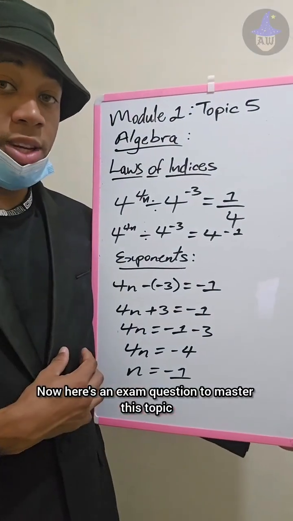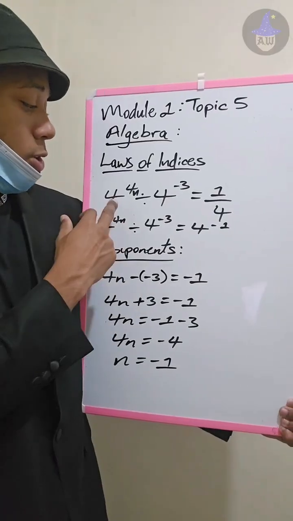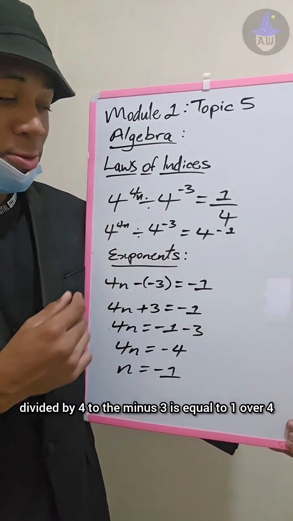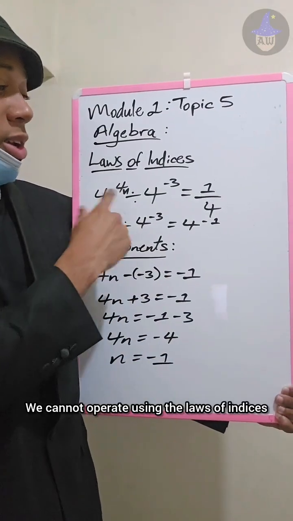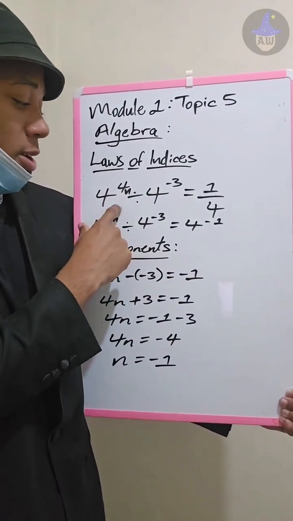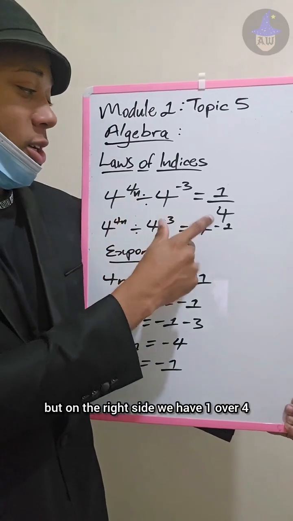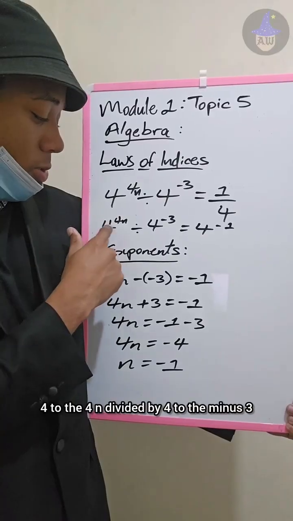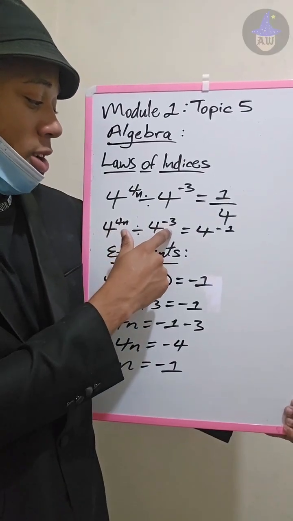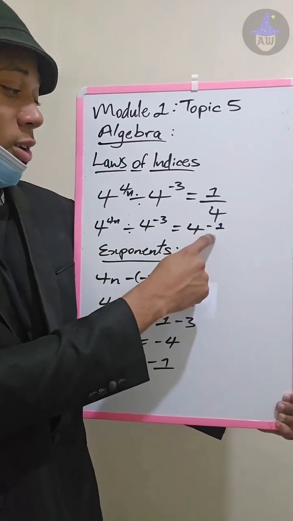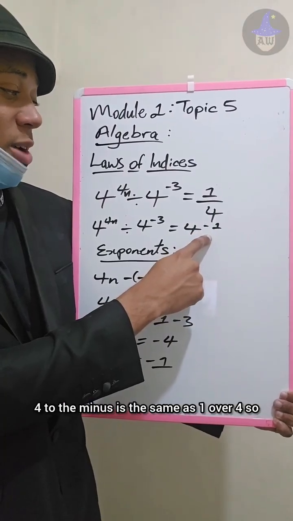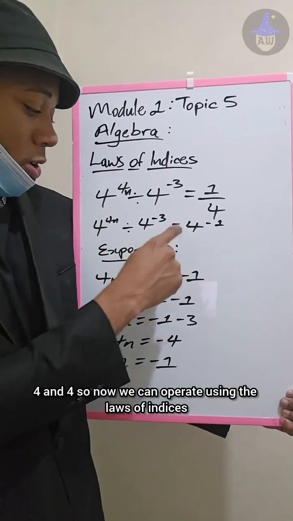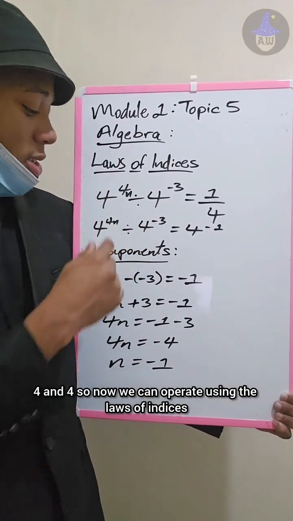So here's an exam question to master this topic. 4 to the 4n divided by 4 to the minus 3 is equal to 1 over 4. We cannot operate using the laws of indices because the bases are not the same. On the left side we have 4, 4, but on the right side we have 1 over 4. Second line, 4 to the 4n divided by 4 to the minus 3 is equal to 4 to the minus 1. 4 to the minus 1 is the same as 1 over 4. So now we have the same base, 4, 4, and 4. So now we can operate using the laws of indices.